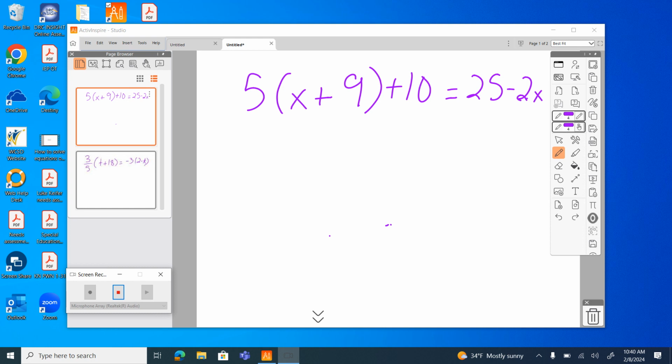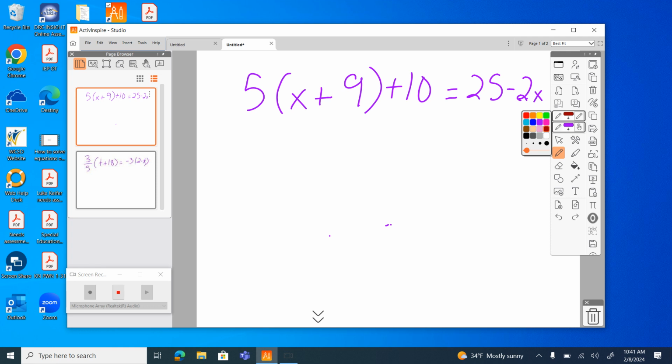Okay, so we're going to go over these two problems. We are going to have a fraction problem and a distributing problem. If you want to make a comment, you can raise your hand, make the comment, and answer the question. If it's right, we'll do it. If it's wrong, we'll fix it. So what do I need to do first on this problem?